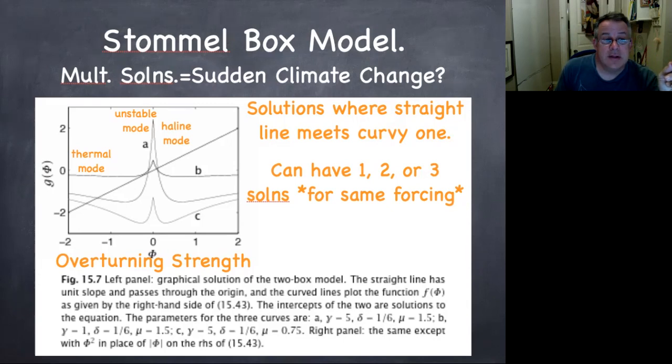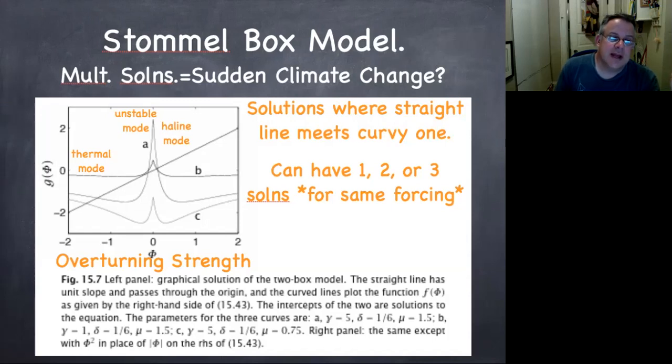B also has what looks like three intersections, but it kisses on this one. So the unstable mode and the thermal mode have merged. And if you raise just a little bit more up above B, you would have only the haline mode. By contrast, C has only the thermal mode.